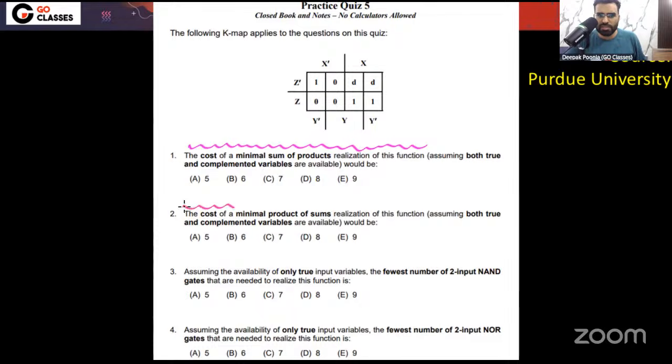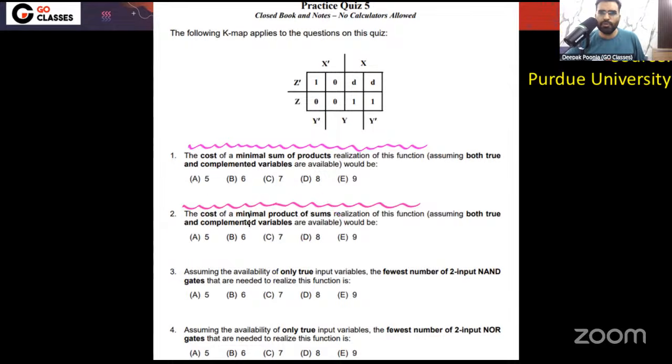Similarly, question number 2 is asking the cost of minimal POS realization of this function. Again, the true and complemented variables are available. So to generate the complemented variable, we don't need an inverter or NOT gate. Now the question is simple. Is it asking the total number of literals? What is the meaning of cost of minimal SOP? What is the meaning of cost of minimal POS?